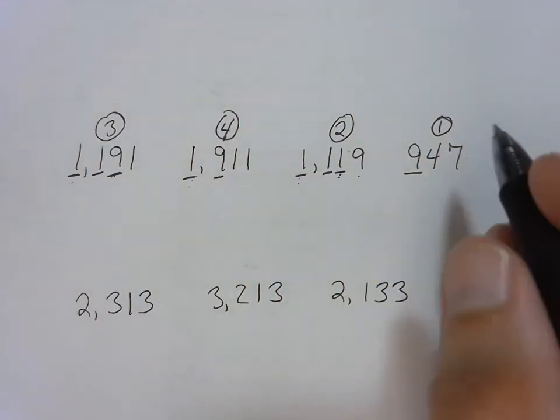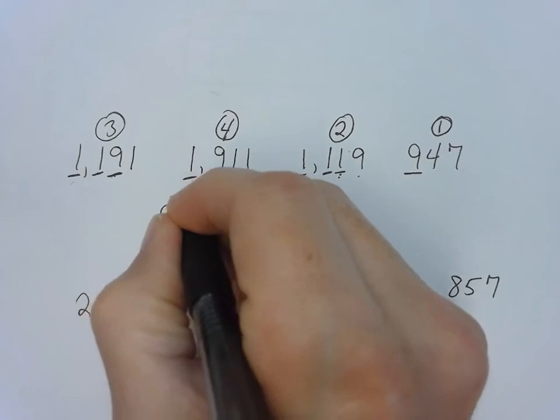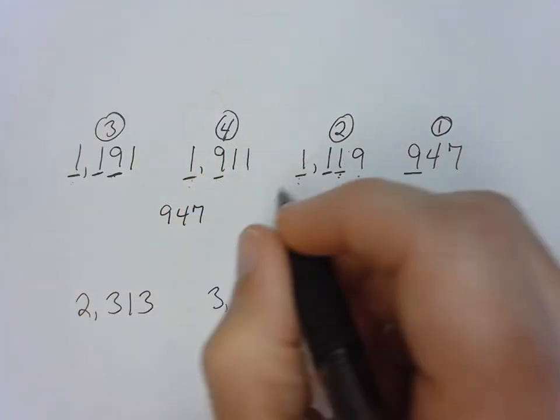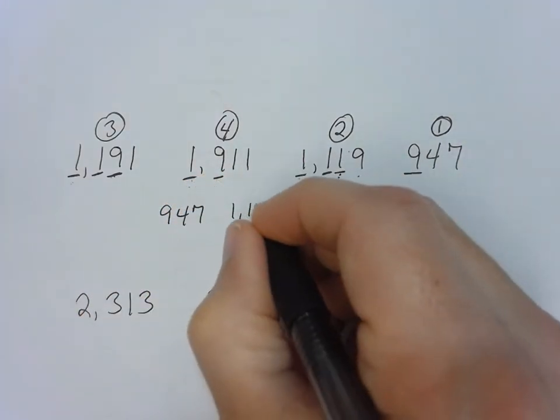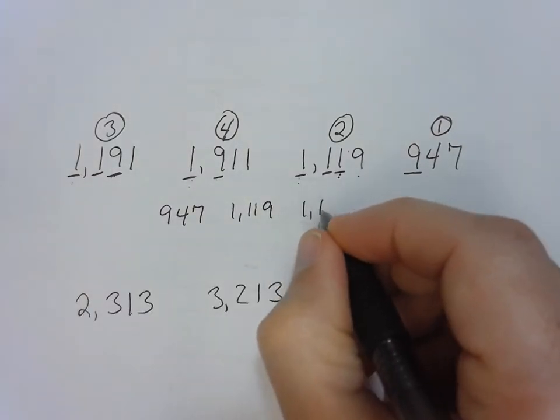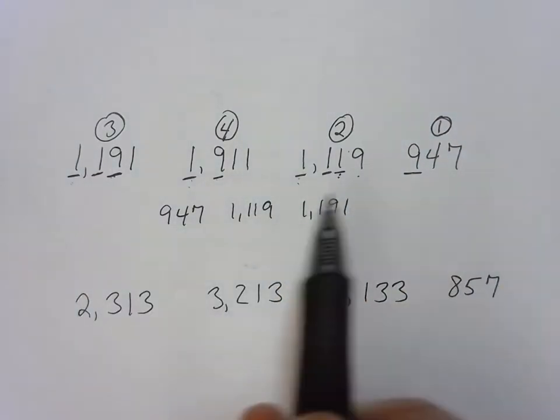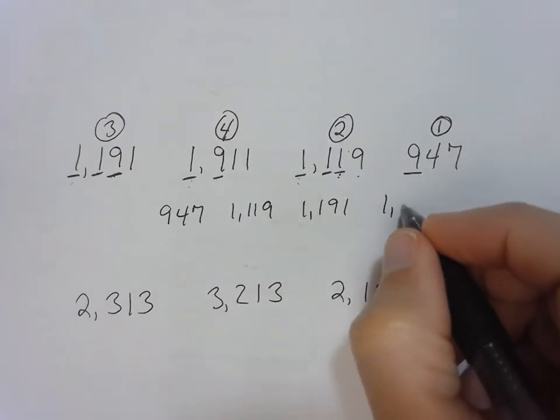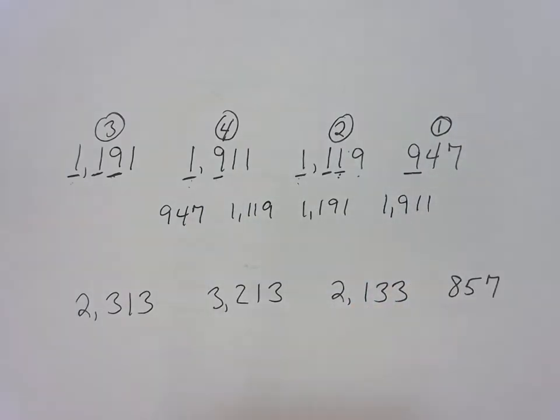So the smallest number is 947, then 1,119, then 1,191, and my largest number, 1,911. And down here, we'll put these numbers in order from greatest to least, from biggest to smallest.